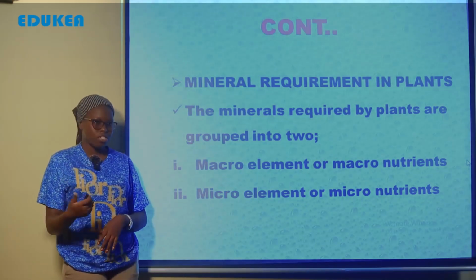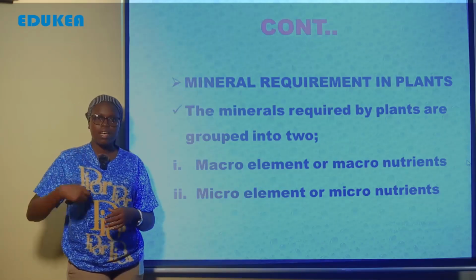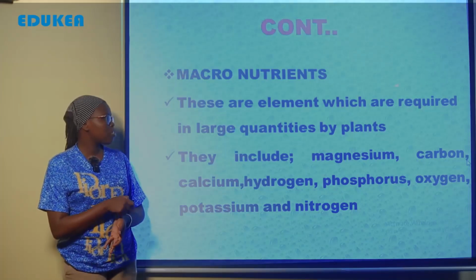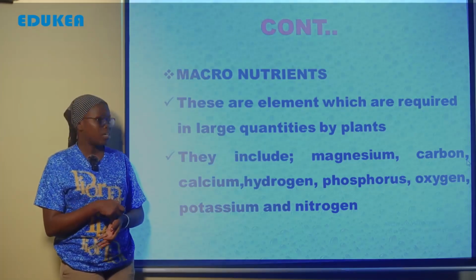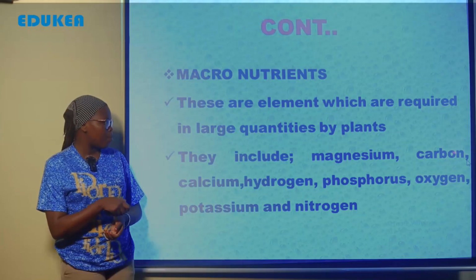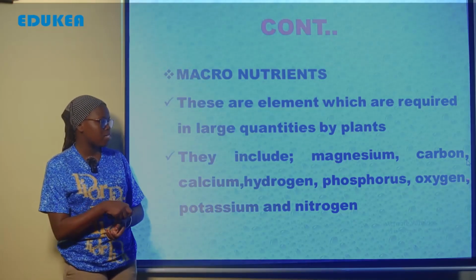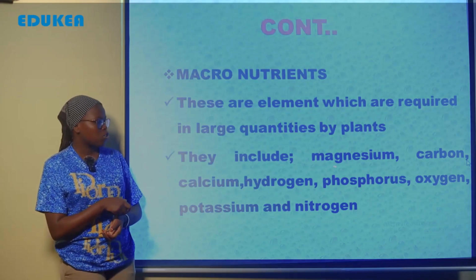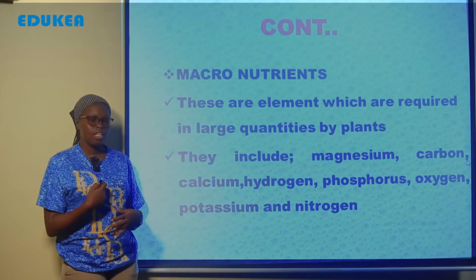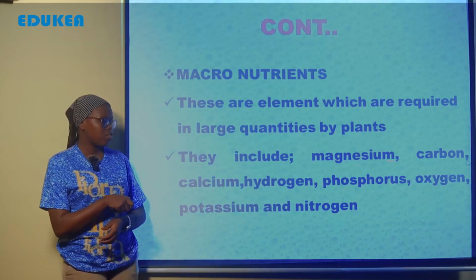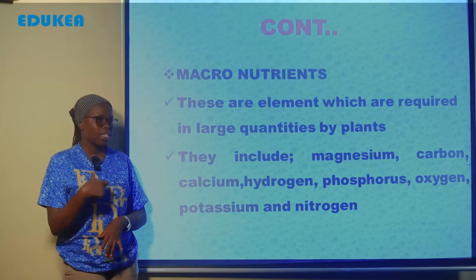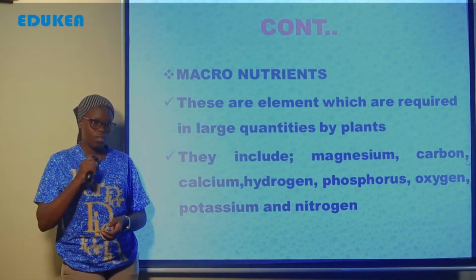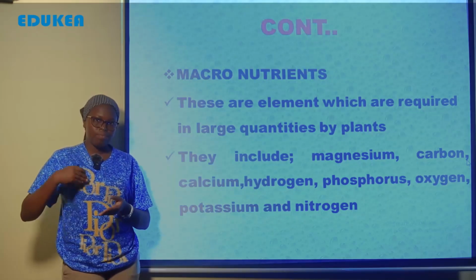So the macronutrients, these are elements which are required in large quantity by plants. Example ni magnesium, carbon, calcium, hydrogen, phosphorus, oxygen, potassium, and nitrogen. Example here, magnesium functions in the synthesis of the chlorophyll. The phosphorus, if the phosphorus will lack in the plant, inapelekea majani, kwa mfano kama mahindi, anakuwa ya zambarau. Kwa hiyo phosphorus ina function katika kuweza kustrengthen the leaf of the plant, vile vile kuweza kuipatia greenish color for further photosynthesis process to take place.